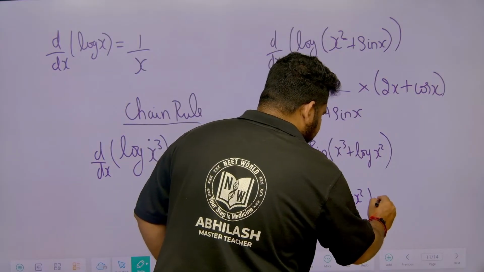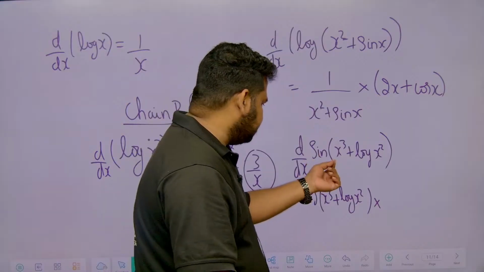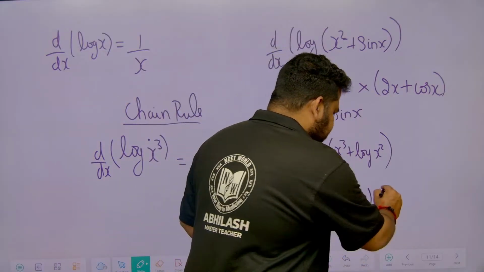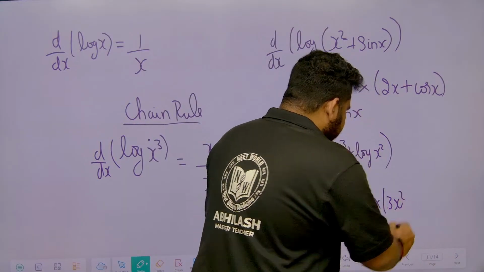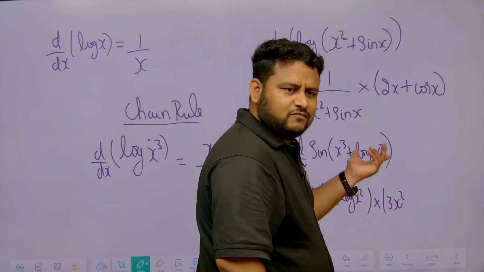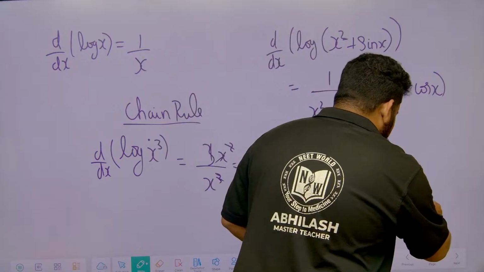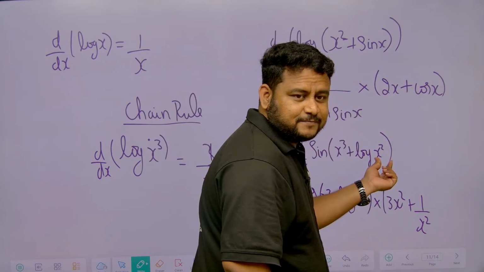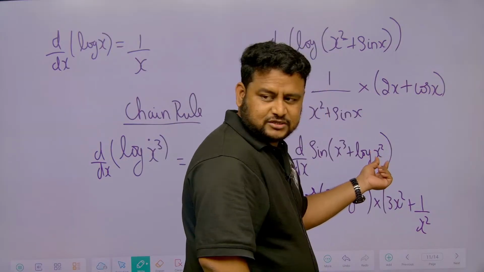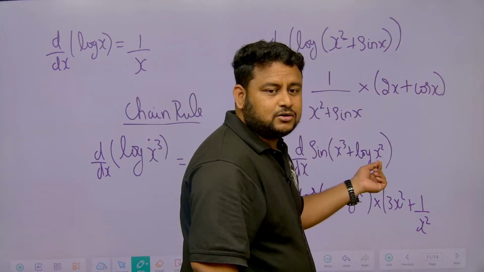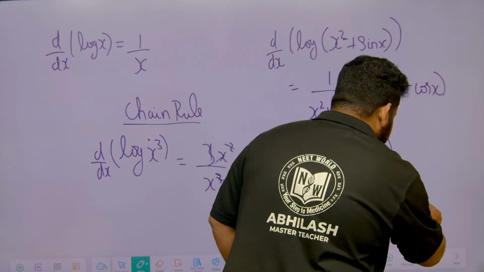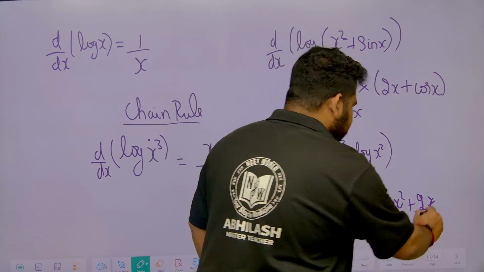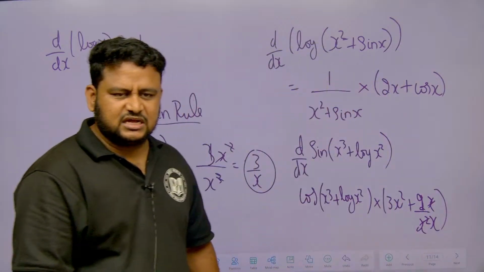Now put the multiplication sign or dot. Now go inside. What is the derivative of x cube? 3x square. Put it in bracket, 3x square. Derivative of log of something is 1 by something, that is 1 by x square. But x square is also there, correct? So derivative of x square is 2x. So you write 2x. So x and x cancel, I will get 2 by x. So this is the final answer.